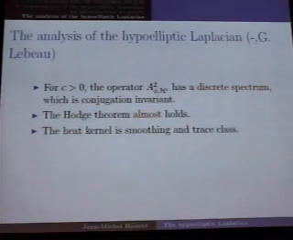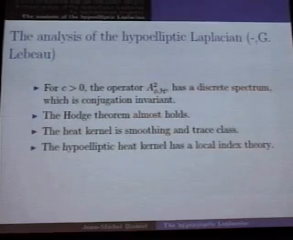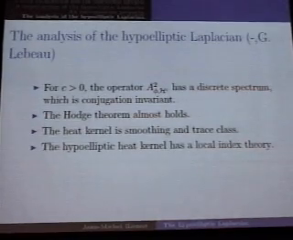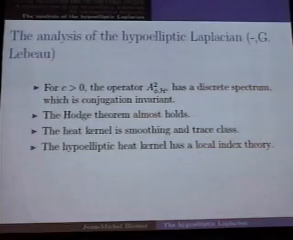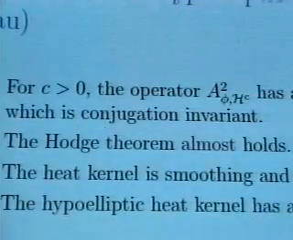The heat kernel is smoothing and trace class. There is a corresponding so-called local index theory. Local index theory is a gadget which, in particular, allows you to prove, say, either Chern-Gauss-Bonnet from the Hodge theoretic point of view, or more generally, to prove the Atiyah-Singer index theorem.